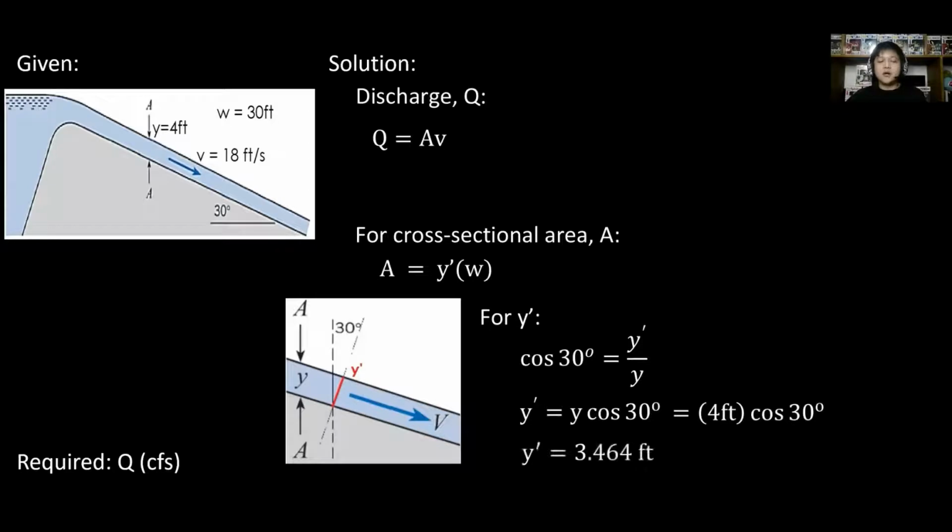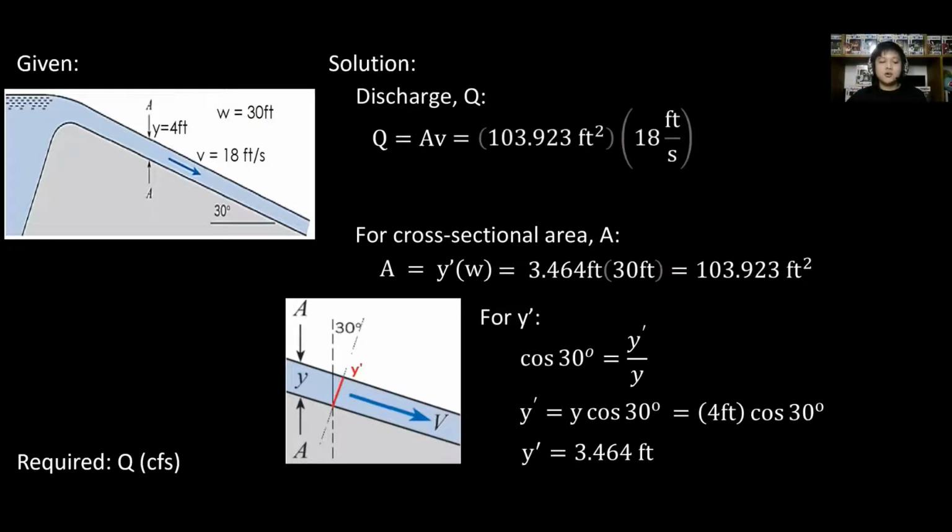Therefore, Y prime is 3.464 feet. Substitute in equation of A together with the width of channel that is 30 feet. Therefore, A is 103.923 square feet. In equation of Q with V that is 18 feet per second, Q is equal to 1,870.615 cubic feet per second.